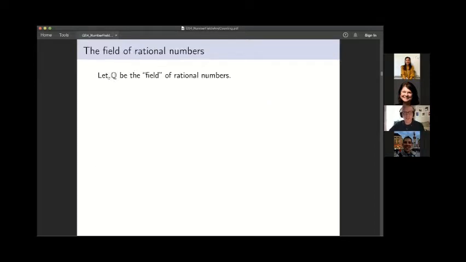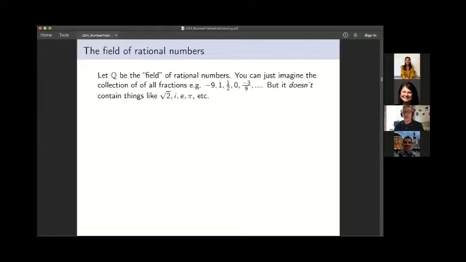So every time you see this blackboard face Q, it's just going to mean the field of rational numbers. Right? And this has a very precise meaning, but you can just imagine the collection of all fractions. That's fine. In particular, it doesn't contain things like the square root of 2 or i, it doesn't contain anything funny like that. It just contains the fractions that you know and love from grade school and have a good intuition for. So just every time you see this Q, I just mean the collection of fractions.